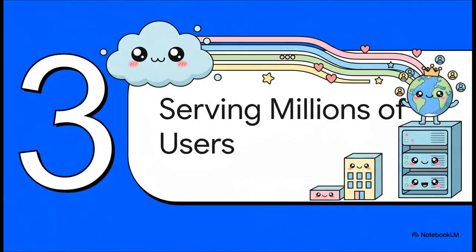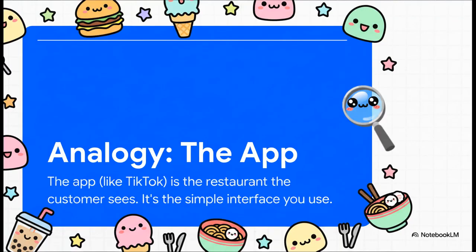Now, building one animation is one thing, but how in the world do you make it work for millions of people all at once without the whole thing just crashing? This is where the infrastructure becomes so important. Okay, let's use a simple analogy to make sense of this. Think of the app itself, TikTok or Instagram, as the restaurant. It's the storefront, the place you walk into and decide what you feel like ordering.